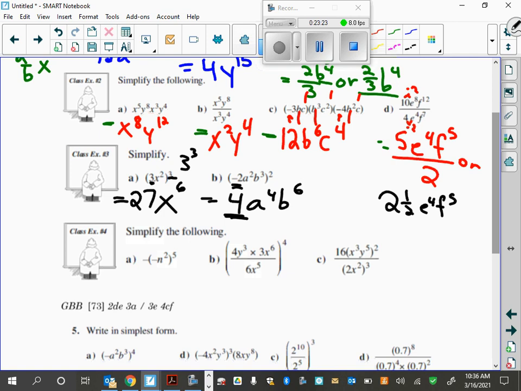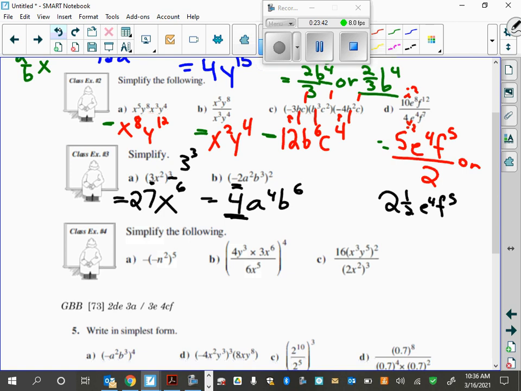Okay. What happens if the negative was outside the bracket? What if the negative sign was right here? If it's out in front, you just leave it out in front. Okay? So that could be a variation of that question.